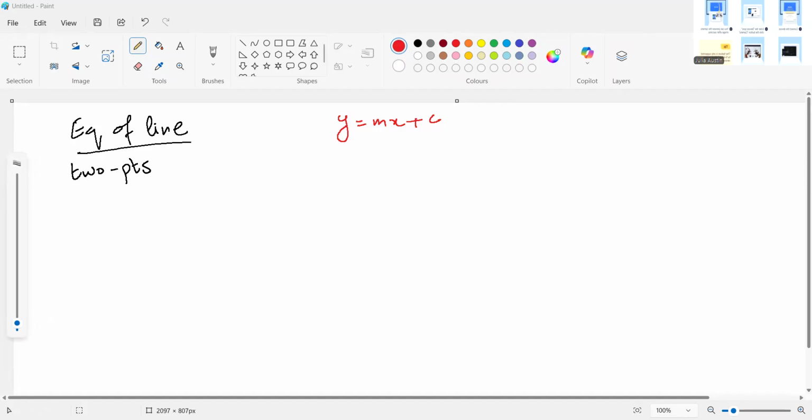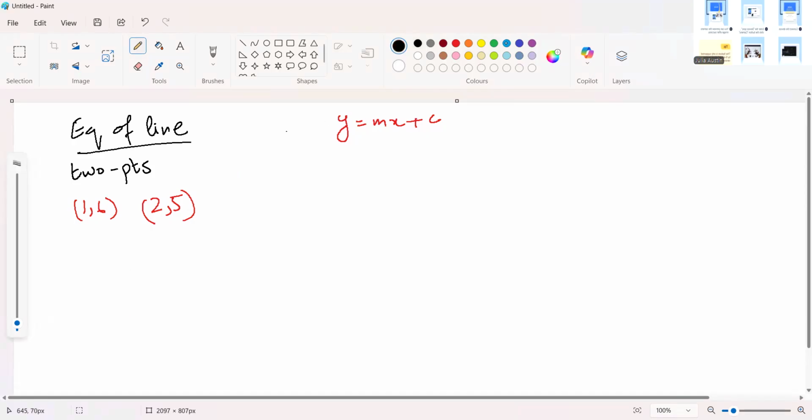Today we'll learn about the equation of a line from 2 points. We already know how to find the equation of a line when 1 point and a gradient are given. So in this case, there will be 2 points given. Let's say I have (1, 6), and the other point is (2, 5).